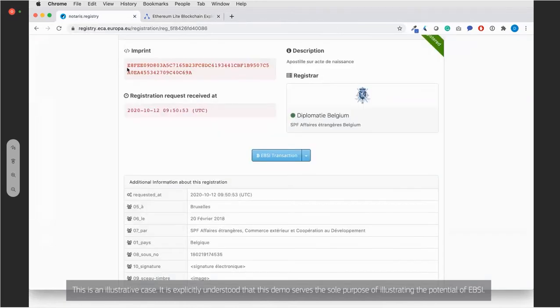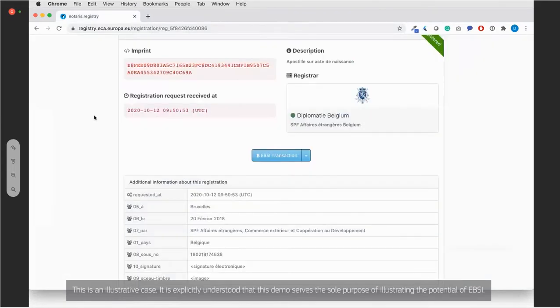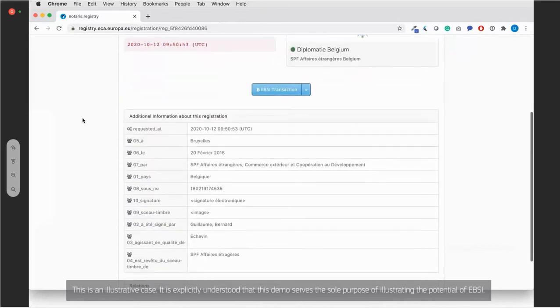And actually, if you see E8FEE09, it is the E8FF09 here that you see. So the hash that you saw before is the hash that has been given to the timestamp API to anchor the specific information on blockchain. So this is the only information that flows on chain. All the rest is off chain and could be removed. And of course, it is protected, as Mirko said, in case the metadata are protected or private.